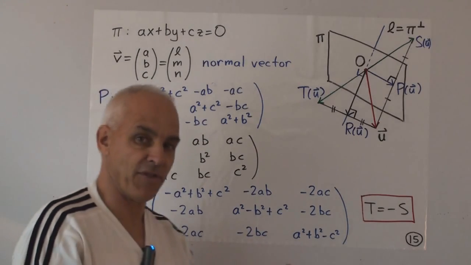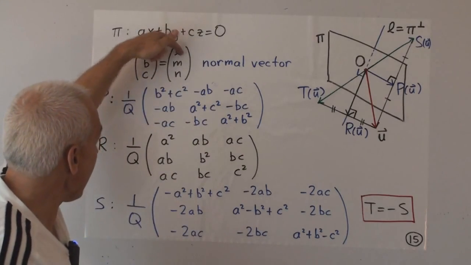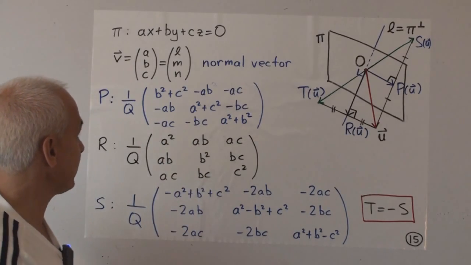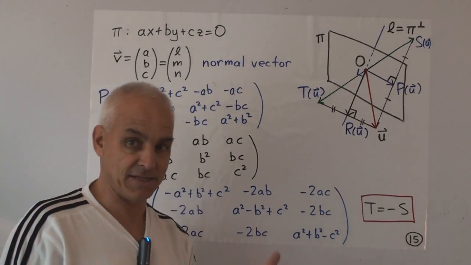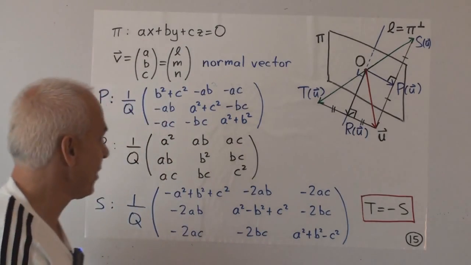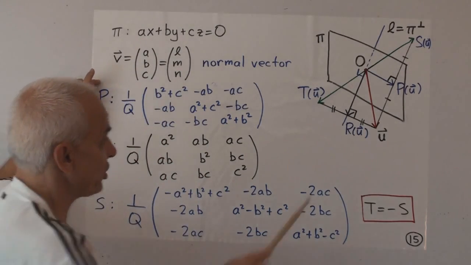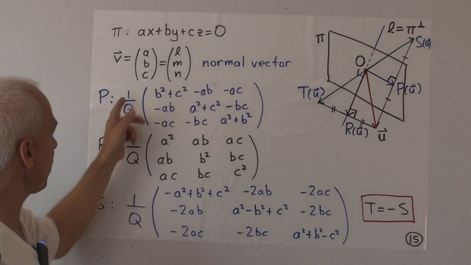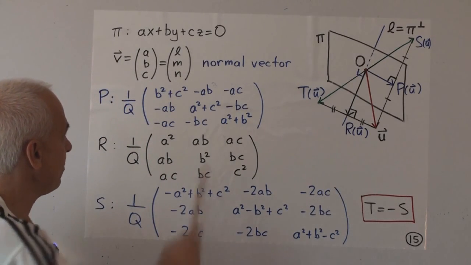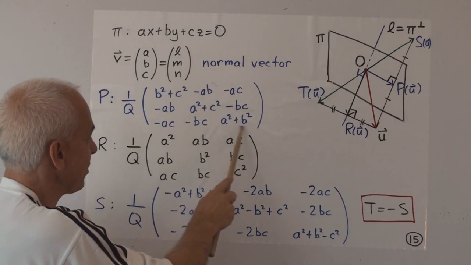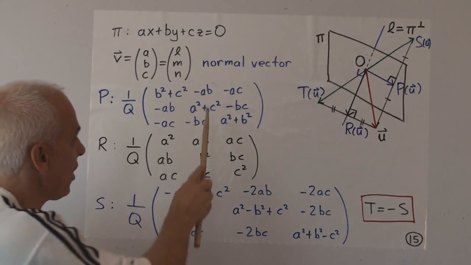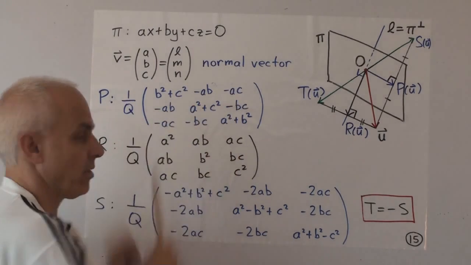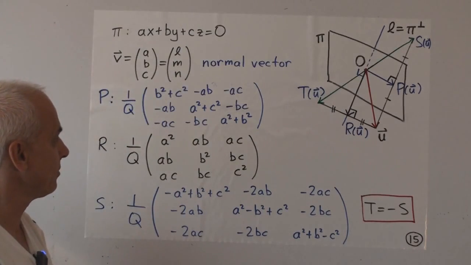So we can take the formulas that we already have, and then we just replace the L with an A, the M with a B, the N with a C, and things simplify a little bit, because now there are only A's, B's, and C's instead of A, B, C's and L, M, N's. So the matrix for the projection onto the plane, P, has this form. 1 over Q times B squared plus C squared, A squared plus C squared, A squared plus B squared down the diagonal. And then the off-diagonal terms, minus AB, minus AC, minus BC, and the other ones are symmetrical. So this is a symmetric matrix.